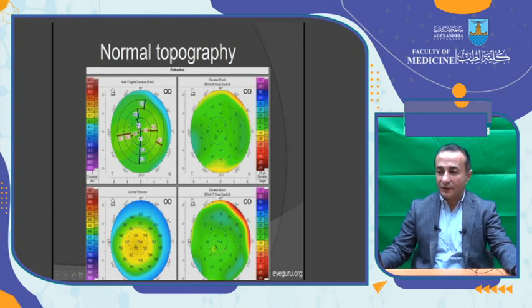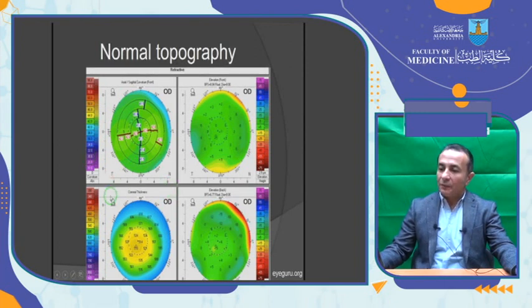For example, this is 41.4, this is 41.5, this is 42.6, and this is represented by a color coded scale here. So the 42 is green, the 44 is yellow, and if it is more than 50, then it goes to the red color, and if it is less than 38, which is a flat cornea, it will go to the blue color.